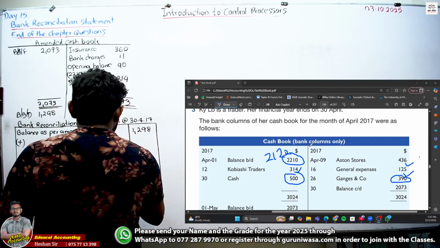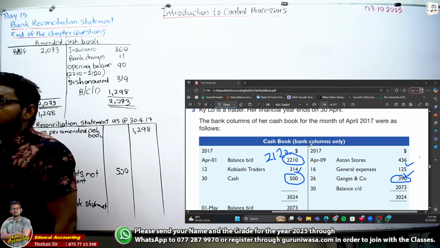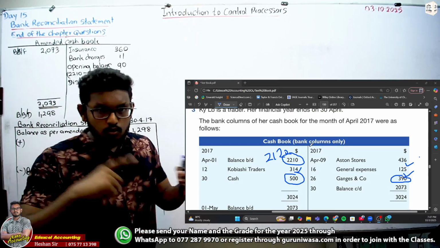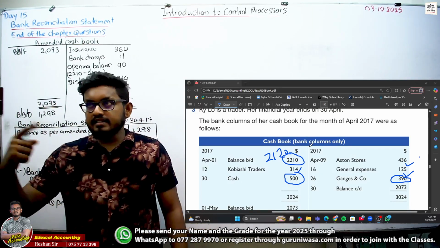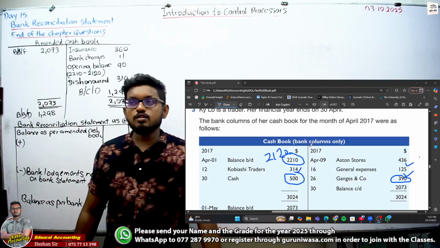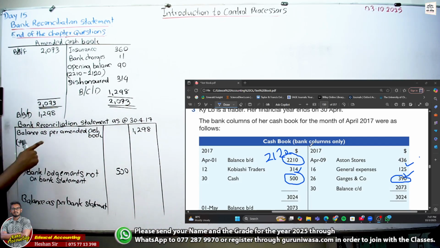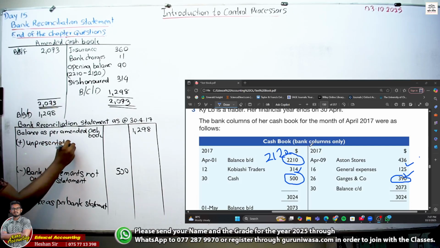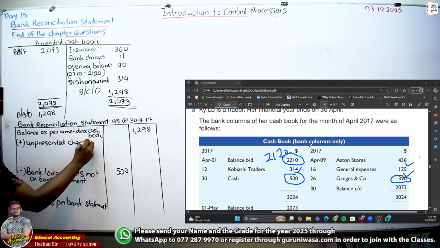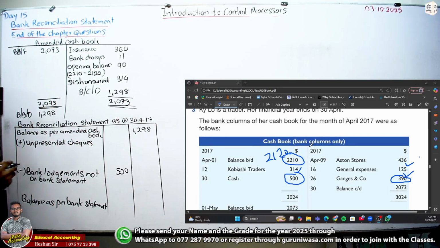Now the next one you can see is 310, issued but unpresented, credited in the cash book but not in the debits of the bank statement. So we credit the cash book, which means deducted. Now it's 90, this is 100. 90 plus 10, which means unpresented. How much? 390.